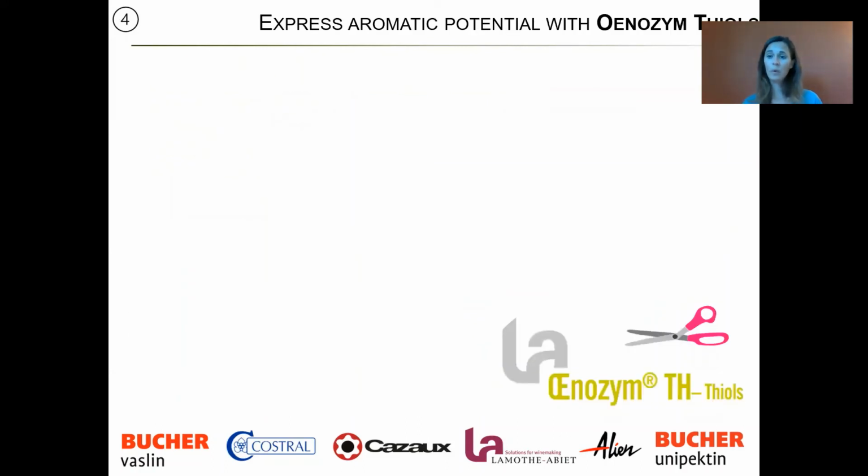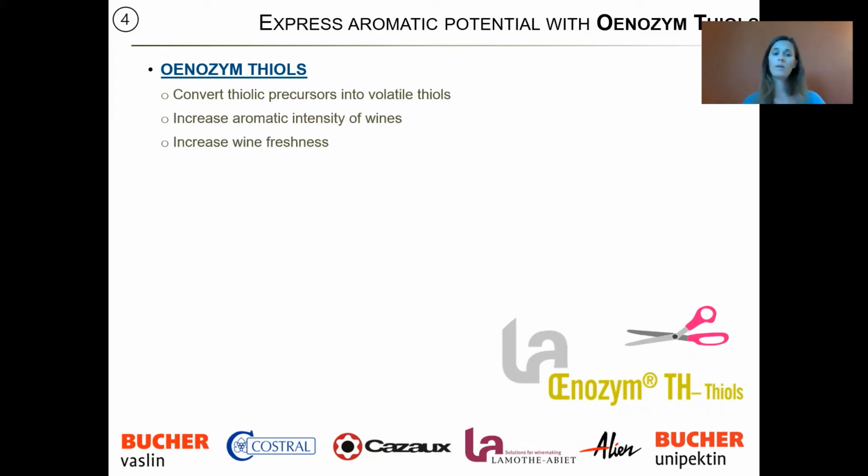There is another way, complementary of course, to express and increase the expression of aromatic potential: to use an enzyme that will help the yeast release the precursor from the thiol, so releasing the thiols and making the thiol volatile and aromatic. Lamothe-Abiet developed an enzyme, Enzyme Thiol, that is a very unique enzyme to do this job. This enzyme can convert thiolic precursors into volatile thiols.